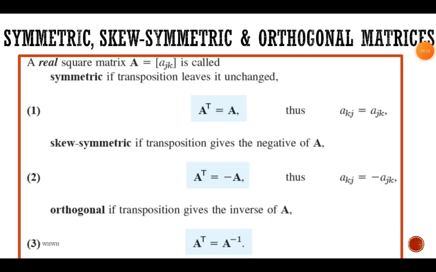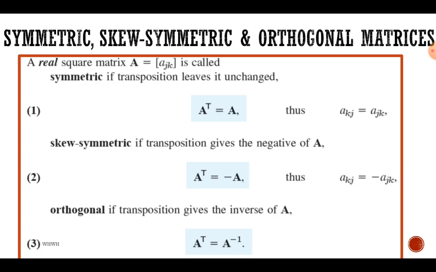Okay, so now we come to the last part of today's asynchronous lecture. I want to introduce to you three types of matrices. Okay, kita ada symmetric matrix, skew symmetric matrix, and orthogonal matrices. Alright, so for the first one, first of all, kenapa kita perlu tahu these three types of matrix? Sebab different types of matrix will produce different types of eigenvalues as well as eigenvectors.